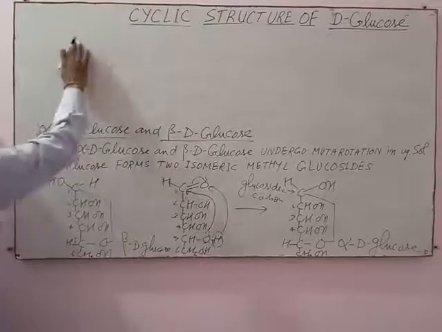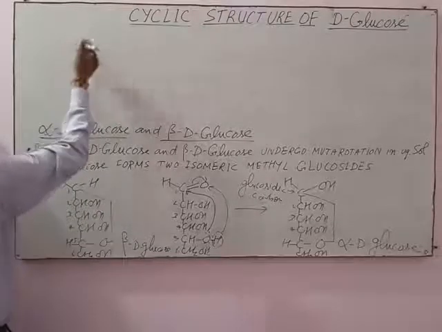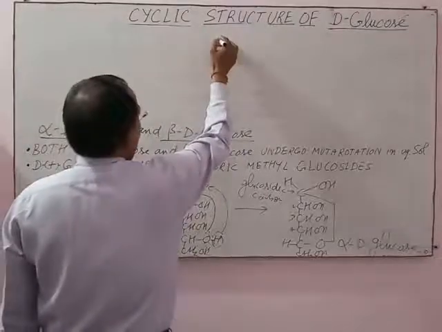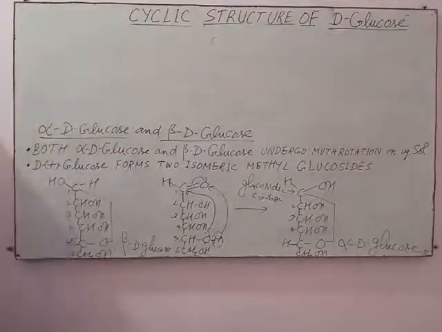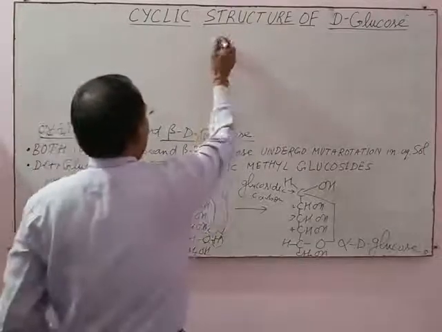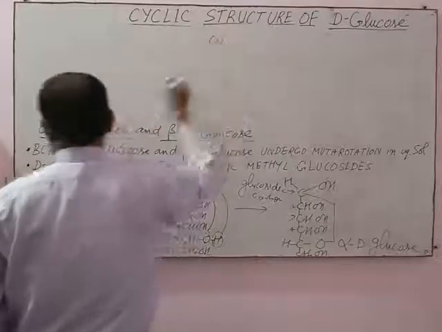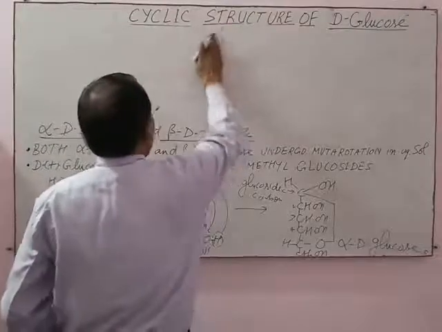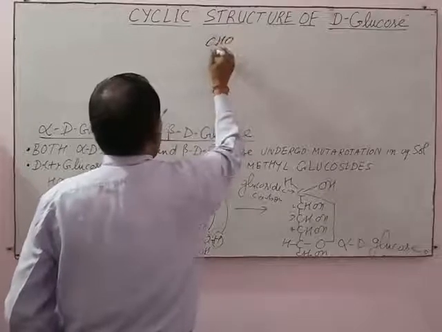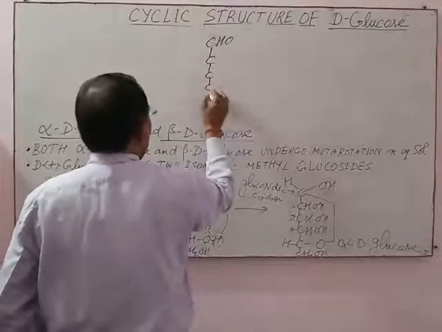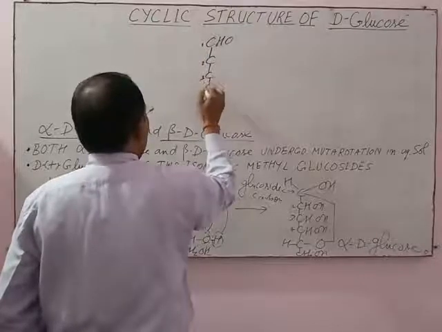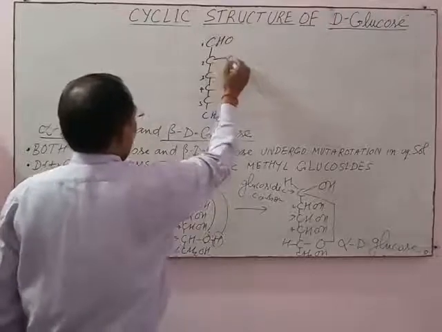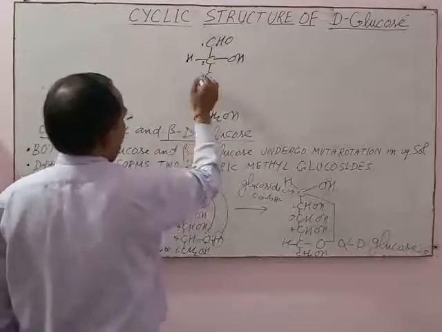the actual open chain structure and cyclic structure of D-glucose is written as, this is the open chain structure of glucose: CHO, carbons 1, 2, 3, 4, 5, and 6, with OH and H groups.